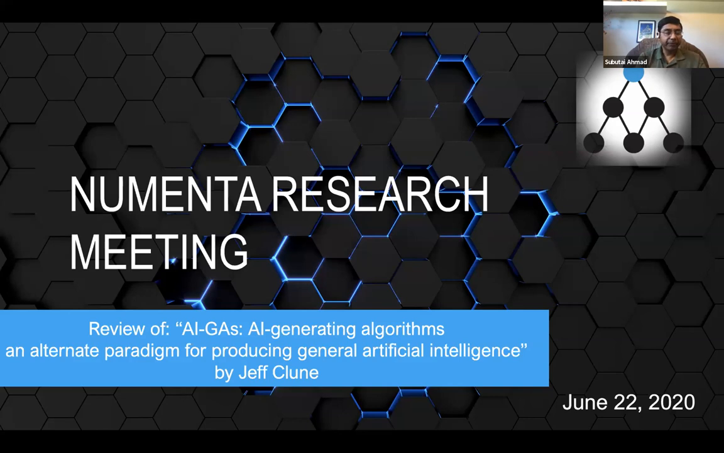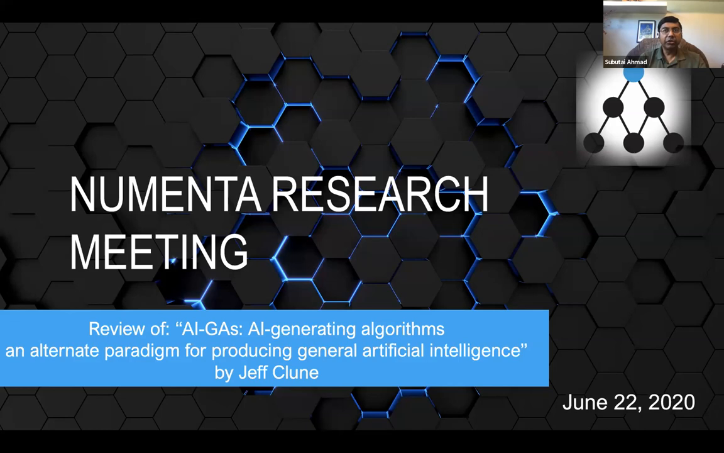So the paper is called AI-GAs: AI-Generating Algorithms, an Alternate Paradigm for Producing AGI, by Jeff Clune. Some of you may have read this paper already. He released it, I think, last year. And there's a bunch of stuff coming along these lines that is quite interesting.